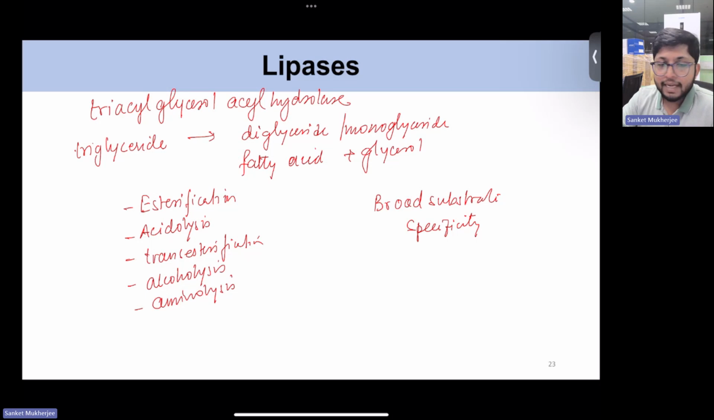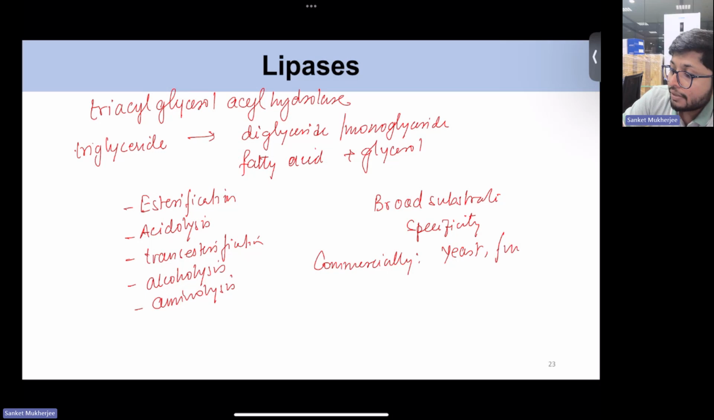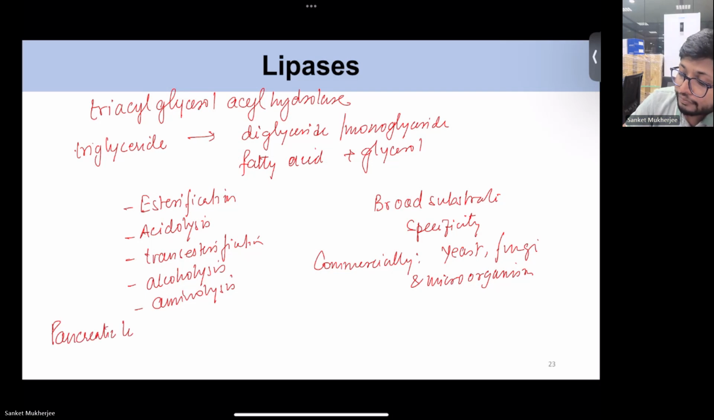The source can be animals, plants, and microorganisms. Lipases are found everywhere. The commercial lipases are actually sourced from yeast or fungus, and even microorganisms. One of the most studied forms of lipases is pancreatic lipase, which is found in the pancreas of humans and pigs. They are most studied and most documented.